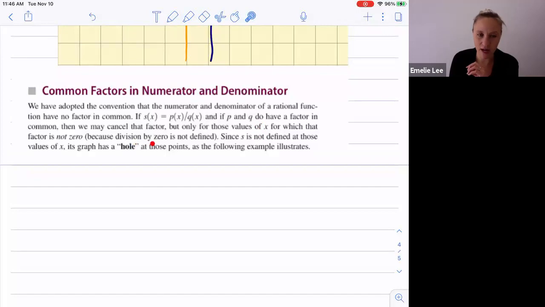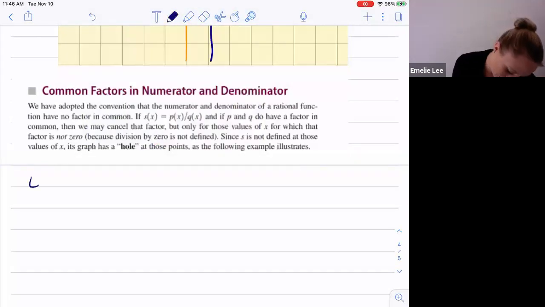What happens is we can't divide by 0. So even if we've canceled a value, x minus 1 for example, then x equals 1 would still be taken out of the domain. If we've canceled that x minus 1, we still have to pull out x equals 1 from the domain. So what happens is we get a hole at those points. So let's do an example.